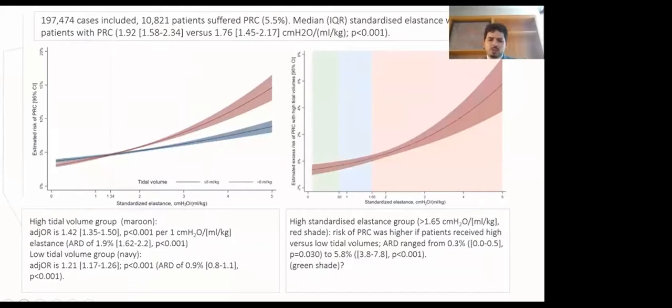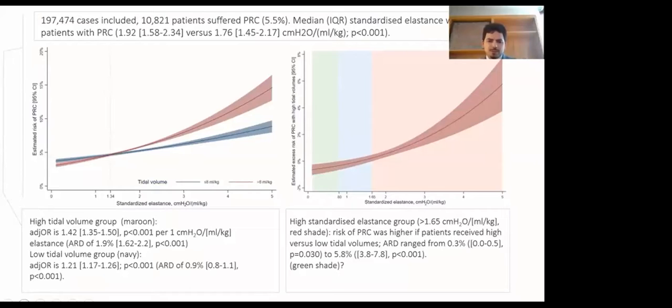Nearly 200,000 cases were included and 11,000 patients suffered from postoperative respiratory complications. The median standardized elastance was higher in patients with the complications. It was 1.92 versus 1.76. The association between high tidal volumes and postoperative respiratory complications was significantly modified by standardized respiratory system elastance.